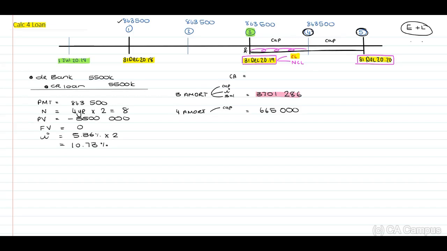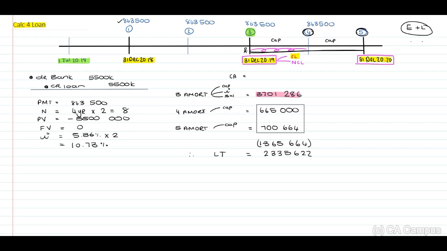Now, again, if I press 4 amort and I press my calculator, my first amount will be the capital portion, and this is an amount of 665,000. Then I include 5 amort because this relates to my 5th period. The first amount will be my capital portion, and this will be 700,664. Therefore, I have now determined that my short-term amount will be 1,365,664. Therefore, the long-term portion, guys, if you have 3.7 million minus the 1.3 million, this will be 2,335,622.